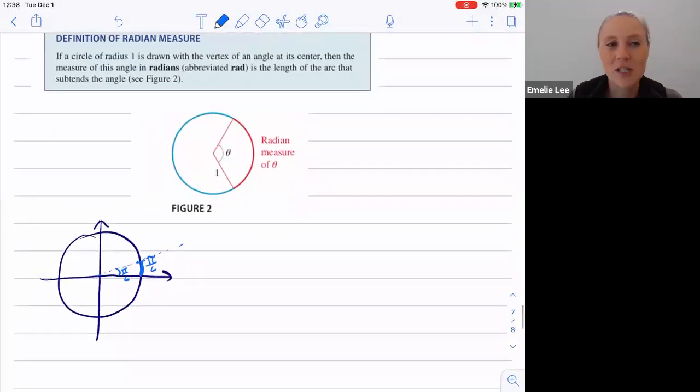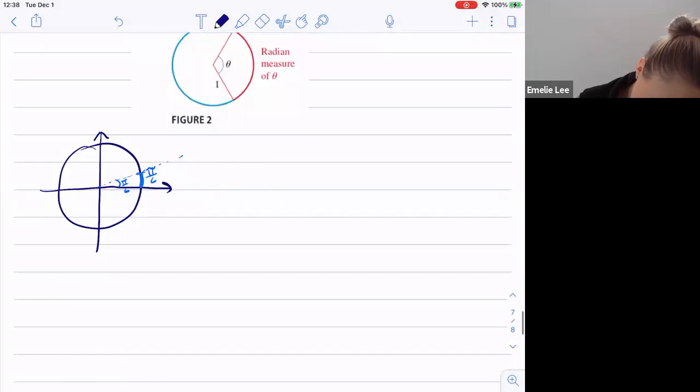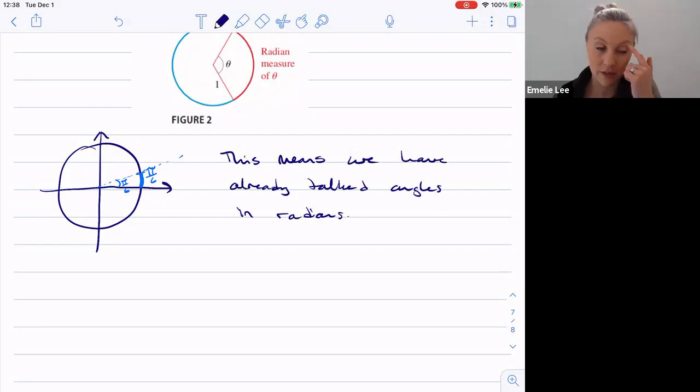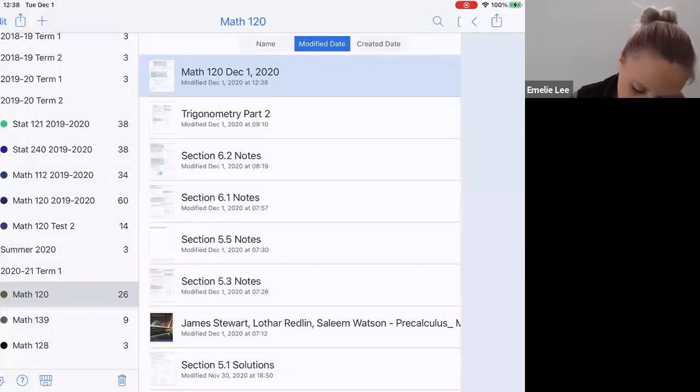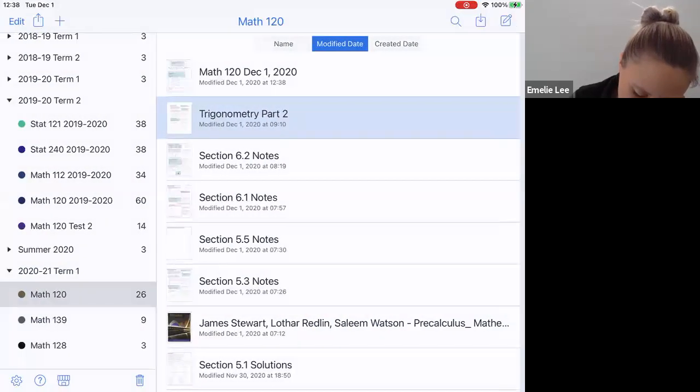So we've already talked about angles in radians. Some other common ones that we know are pi over 6, pi over 4, pi over 3, pi over 2, and then the quarter wave marks for sure, right? So let's bring in something to look at.